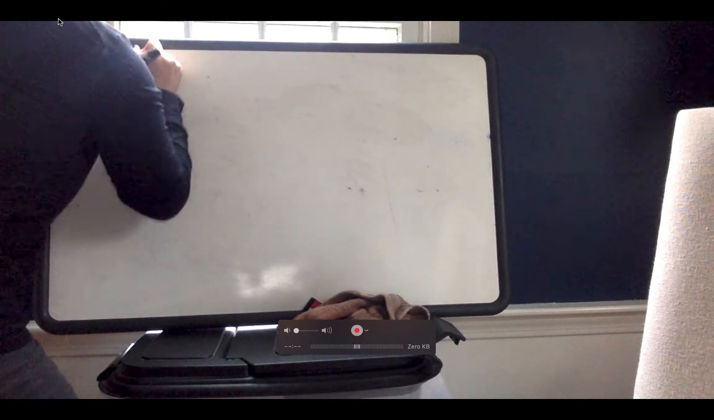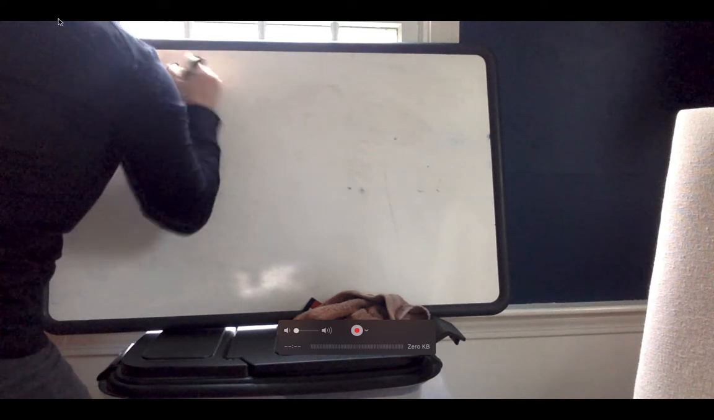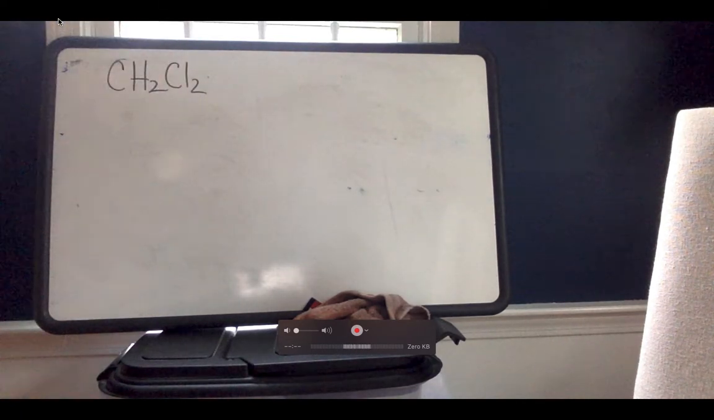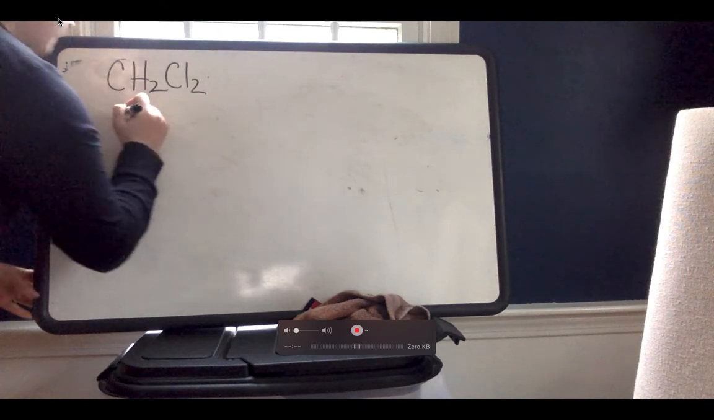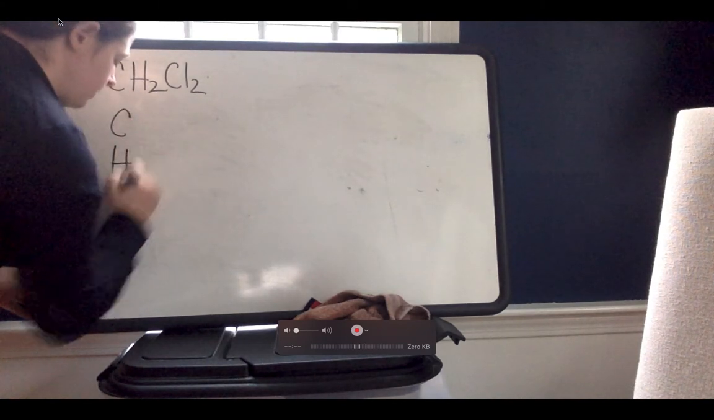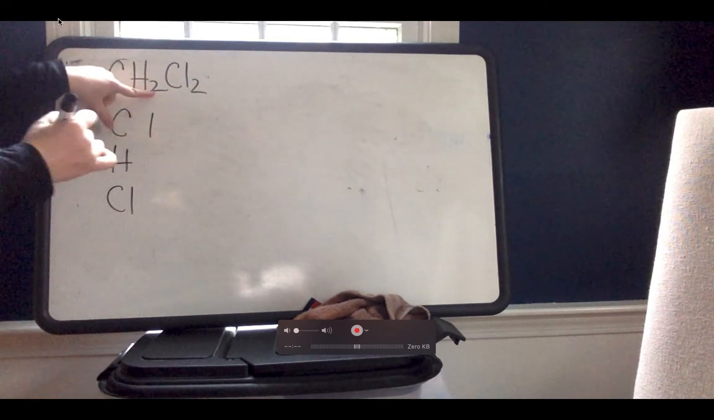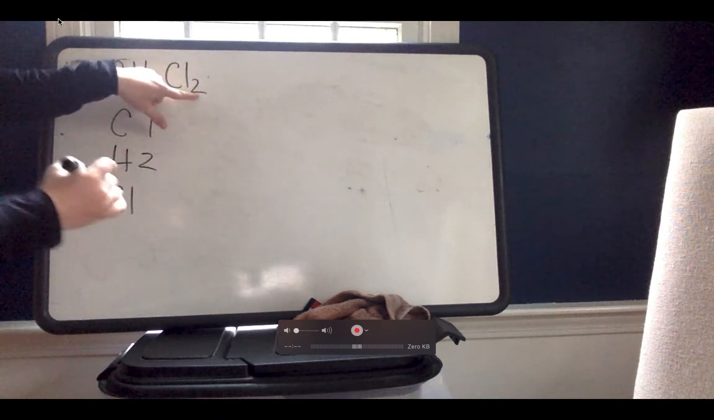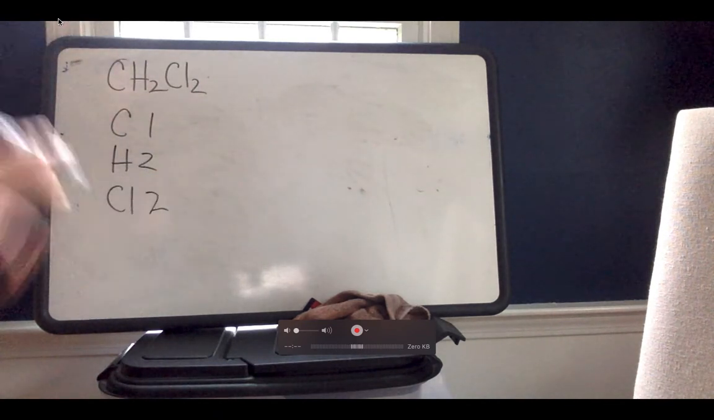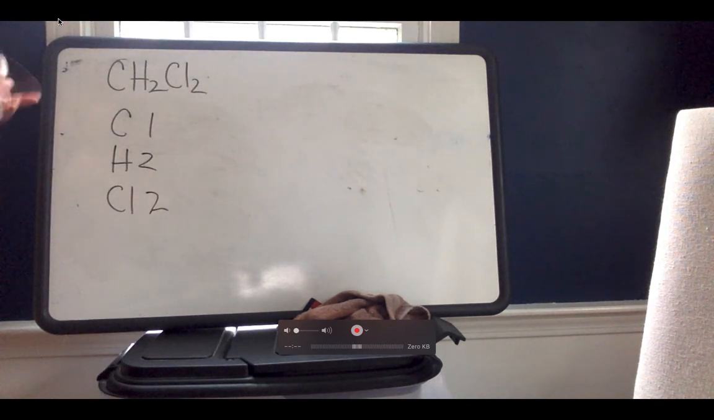Okay. The last covalent that we're going to do today is CH2Cl2. So once again, I'm going to make my list. I have carbon, hydrogen, and chlorine. I'm going to count how many there are. There's only 1 carbon. There's 2 hydrogen, and there's 2 chlorine. So remember, anytime you have a capital letter, that's a new element.